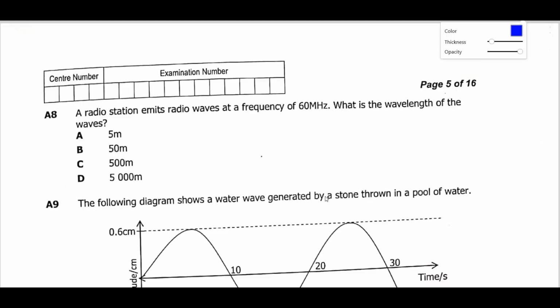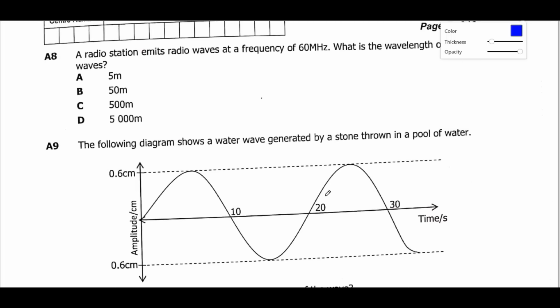So we move on to question number 8. A radio station emits radio waves at a frequency of 60 megahertz. What is the wavelength of the radio waves? So we're going to say velocity, which is speed, is equal to frequency times wavelength. So to make wavelength the subject of formula, we divide by F and also here by F. So wavelength is equal to speed over frequency.